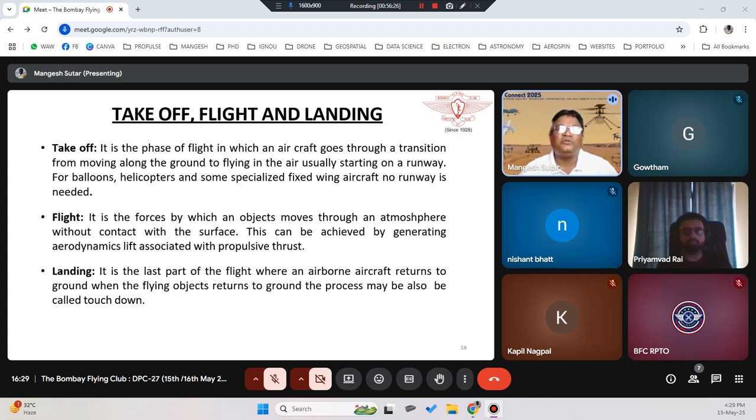So, clear on this section: takeoff, flight, and landing. Any questions on this?